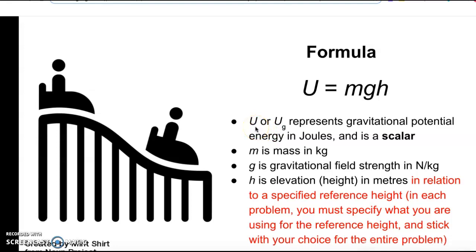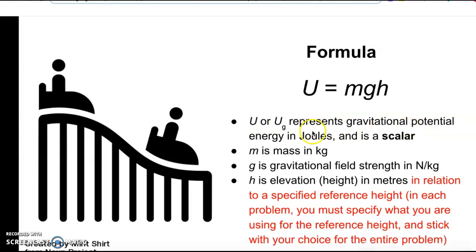So capital U stands for potential energy. And if I want to specify which kind of potential energy, I'll write a subscript. So for gravitational potential energy, I use the subscript G. Now I probably won't be using U sub G in grade 11 because this is the only potential energy formula we'll do in grade 11. But in grade 12, you'll have different formulas for different ones, so you'll need subscripts. For this year, you'll just see capital U standing for gravitational potential energy.